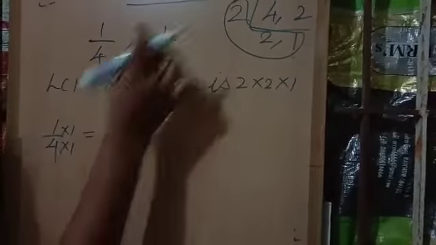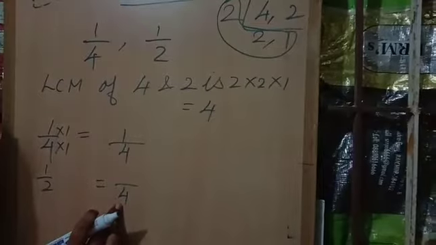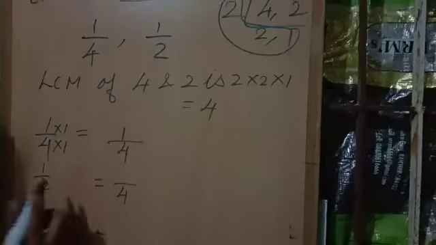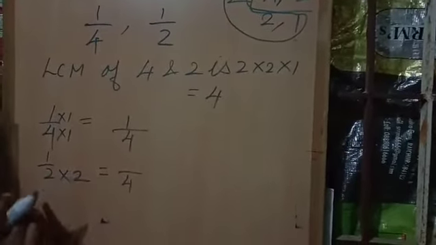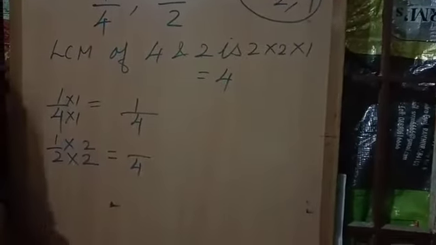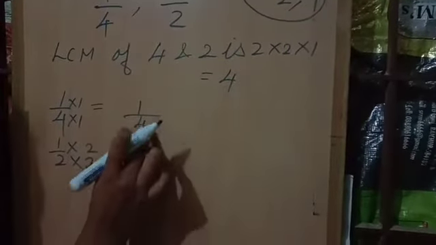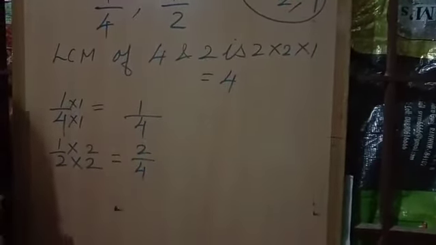Next, take this rational number, 1 by 2. To get 4, you should multiply 2 with what number? 2. Very good, because 2 2's are 4. The numerator also you should multiply by 2. 1 2 is 2, 1 2 is 2. Now I have brought both denominators the same.